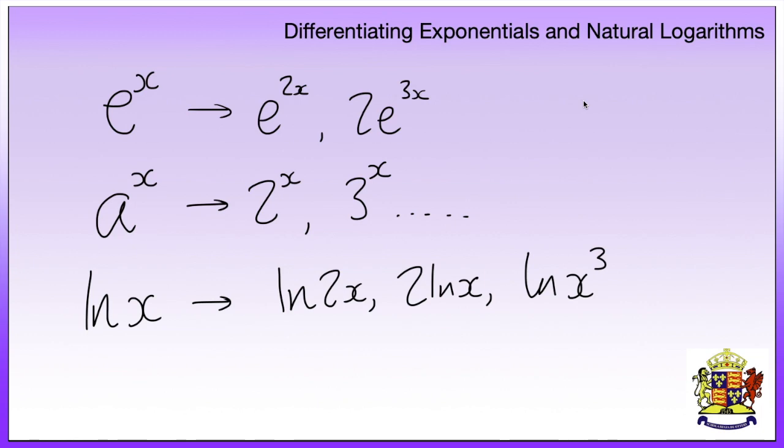Okay, so we're looking at differentiating exponentials. We're looking at these three types. So e to the x here, and things like e to the 2x, 2e to the 3x, and differentiating those. Similarly, we have a to the x, so these are exponentials which aren't e, and what we can do to differentiate them. And finally, we're going to look at ln x and how we can differentiate ln x functions.